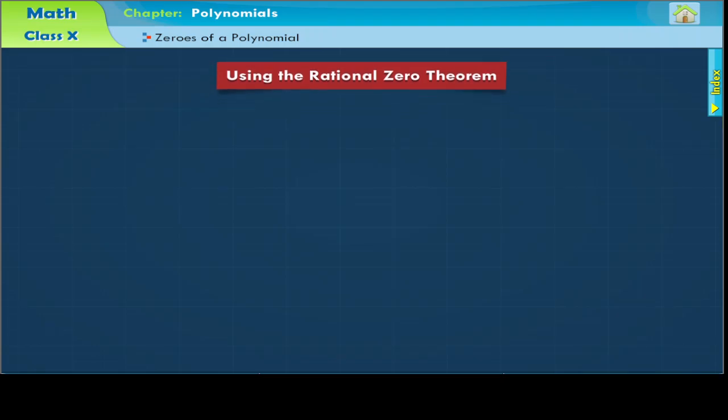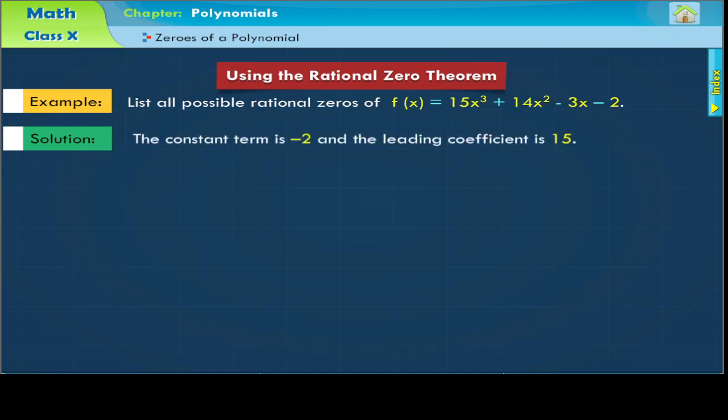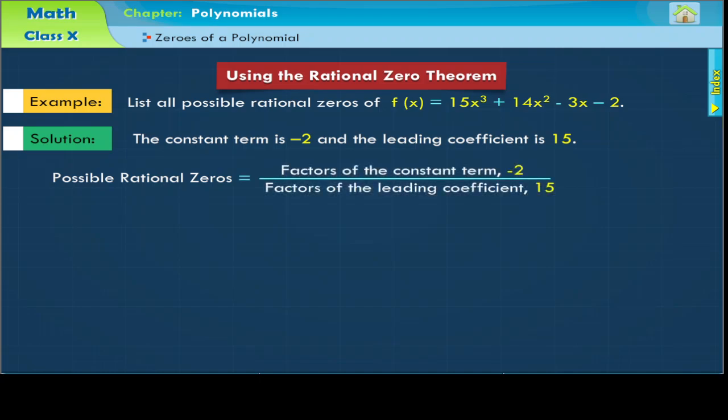Using the rational zero theorem, list all possible rational zeros of f of x is equal to 15x cubed plus 14x squared minus 3x minus 2. The constant term is minus 2 and the leading coefficient is 15. Possible rational zeros is equal to factors of the constant term minus 2 by factors of the leading coefficient 15.